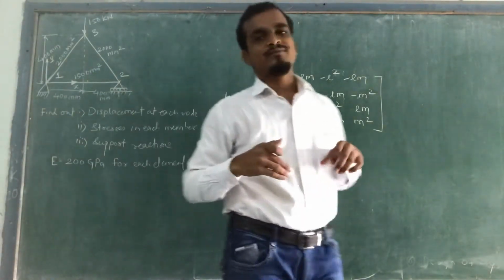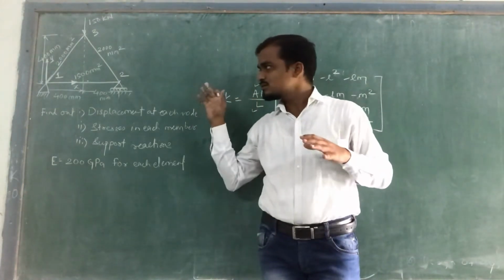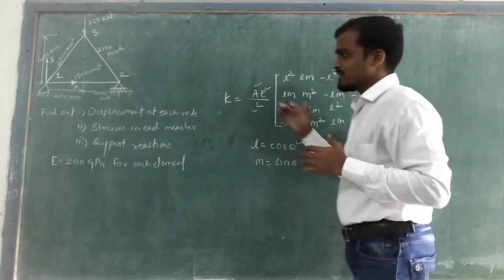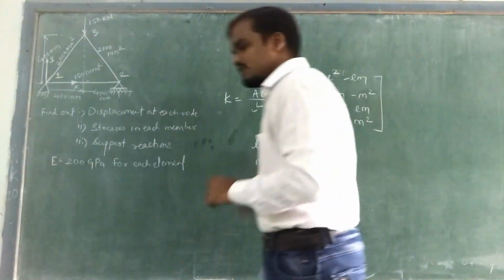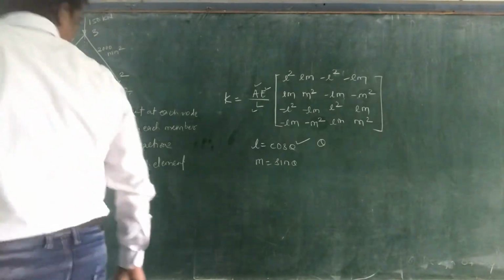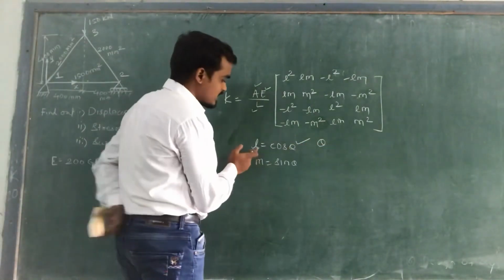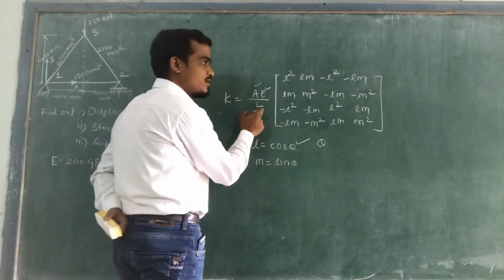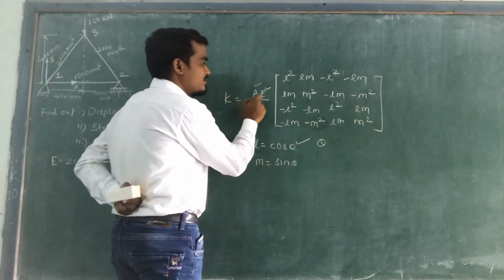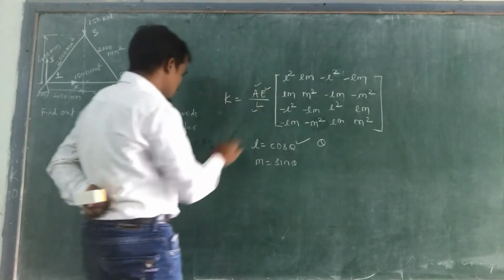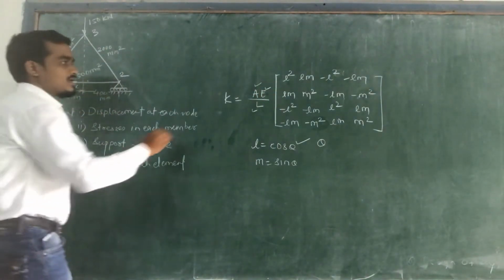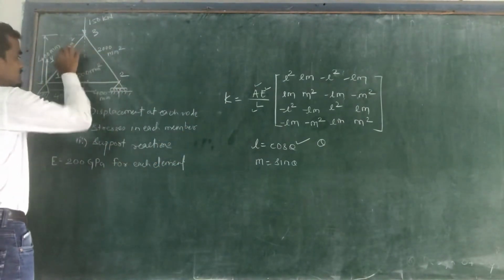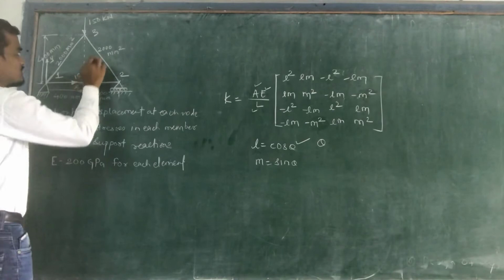From this node, or from this global coordinate system, now we will find out the values of theta for each element. So we need theta. By using this theta, you can calculate L, you can calculate M. Then we need the length also, the value of length. We need area, we need modulus. Now the modulus is common, 200 gigapascal for each element. Now area is also given for each element, for element 1, element 2, element 3: area 1500 mm square, 2000.